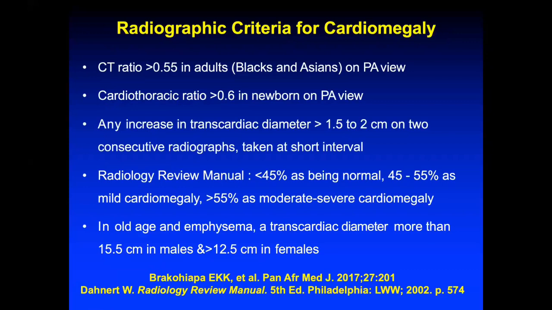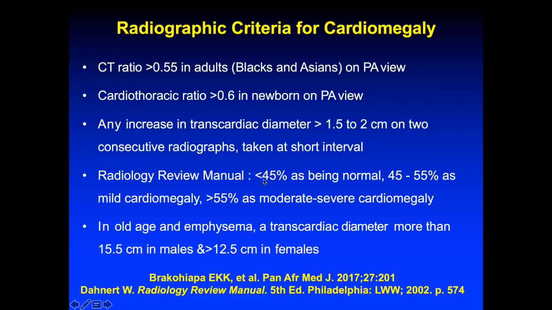Another quite common question, especially from the senior examiners, is whether there is any role of a serial X-ray. Suppose you are seeing an individual today with a cardiothoracic ratio of 0.44, and it is increasing over a period of time. Any increase in transcardiac diameter of more than 1.5 to 2 centimeters on two consecutive radiographs taken at a short interval is basically considered abnormal. So this is what a serial X-ray also has. CTR plays an important role.